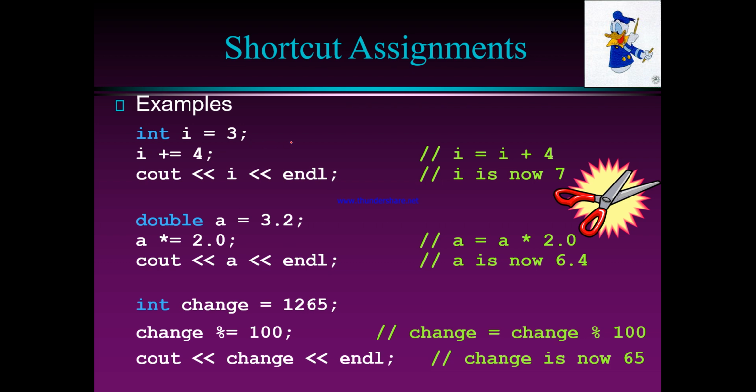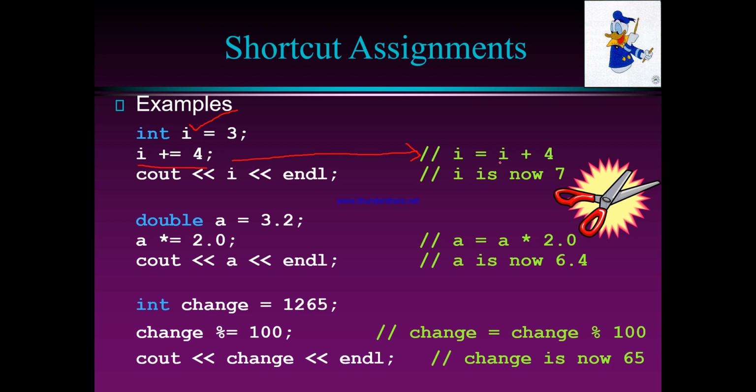This is a very small example for three operations. The first one is for addition, and we want to add the value of I with 4, and the result should be saved back into I. So it means that at the end I should be equal to 7. What we are going to do is I plus equal 4. So 4 will be added into I. How? You can see in the comments here.